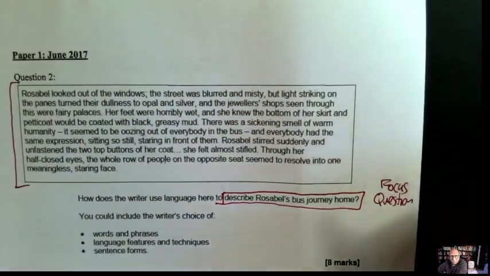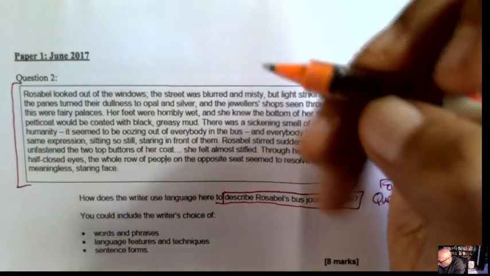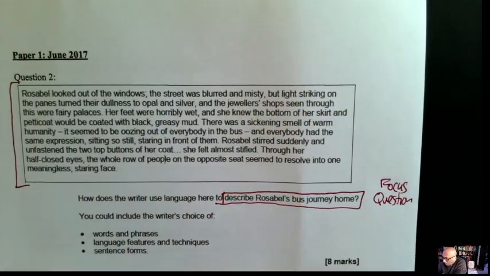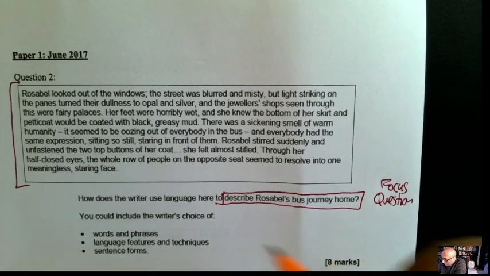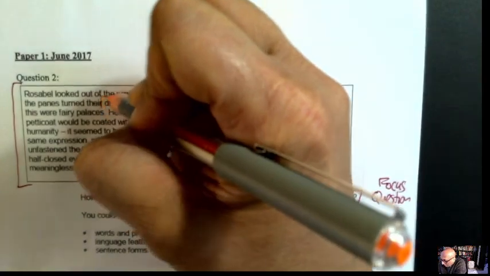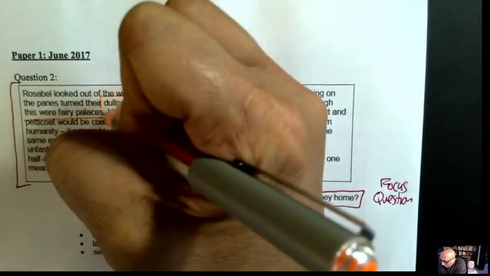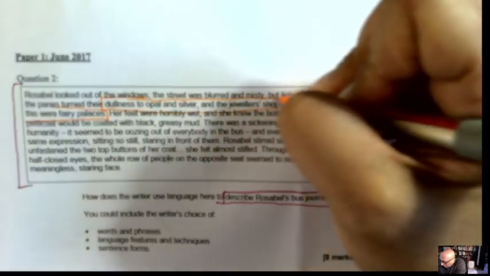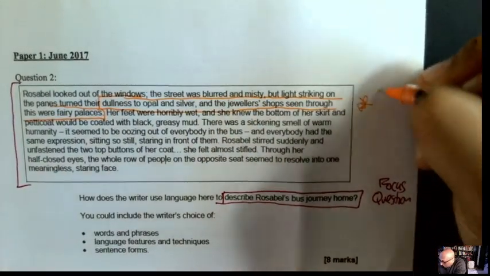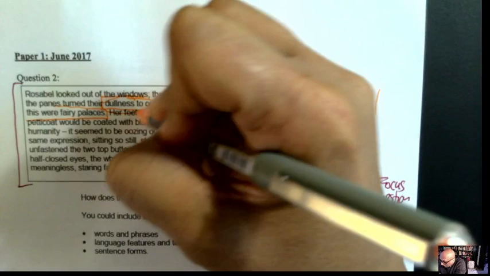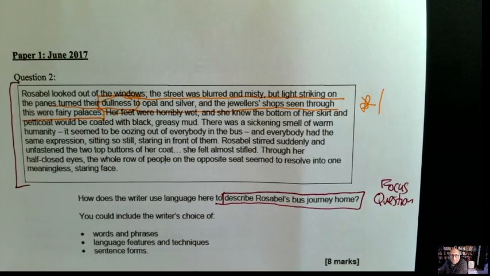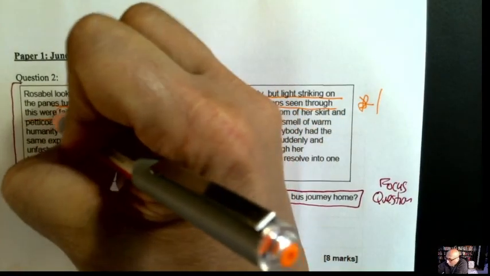Rosabel looked out the windows. The streets was blurred and misty, but light striking on the panes turned the dullness to opal and silver, and the jeweler's shops seen through this were fairy glasses. So that's a really great first quotation. You get this emphasis of something from dullness transforms to something else. I'm already circling the words that I think are really important.